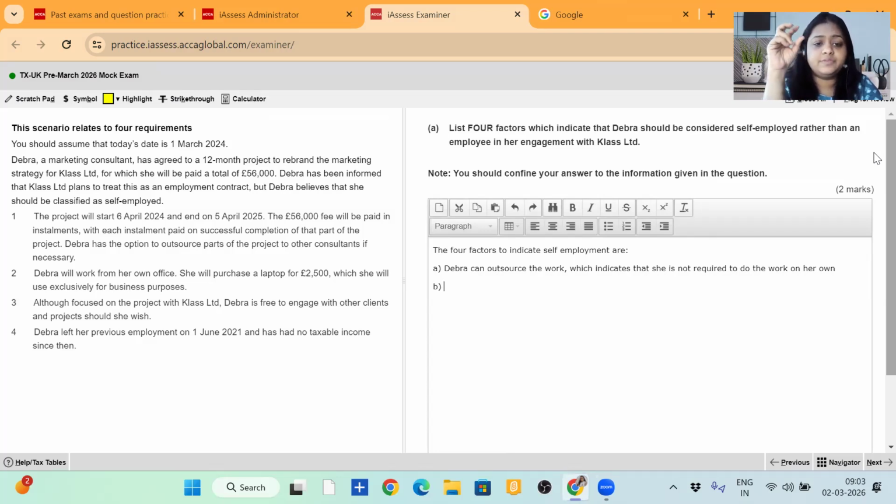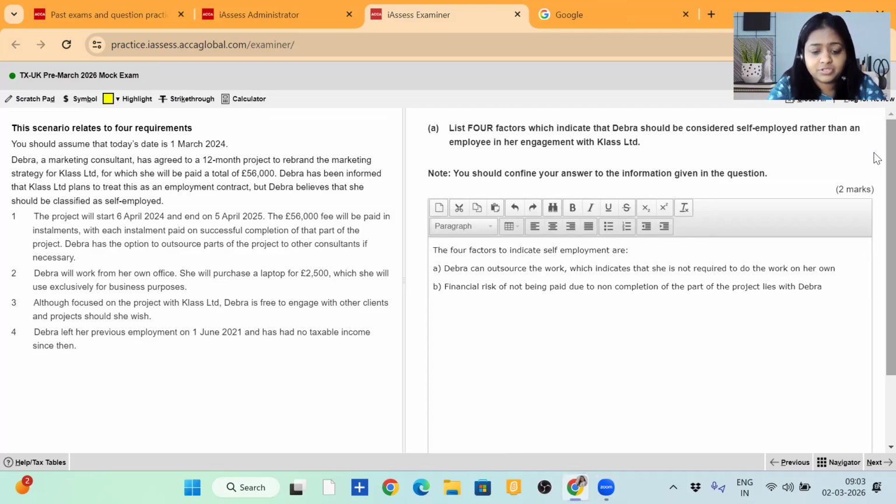Number two, she will be paid installments at every successful completion of the project. That means that if the successful completion of that part of the project does not take place, then she will not be paid. So this definitely is not a contract of employment. This shows a self-employed contract because the financial risk is with Deborah herself. So I can just write down here: financial risk of not being paid due to non-completion of the part of the project lies with Deborah.